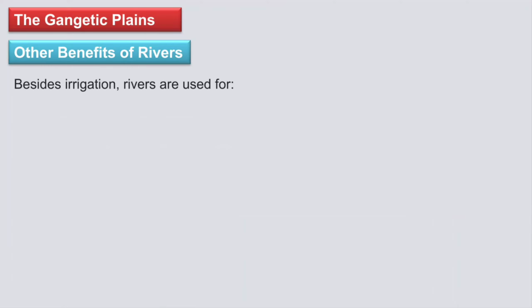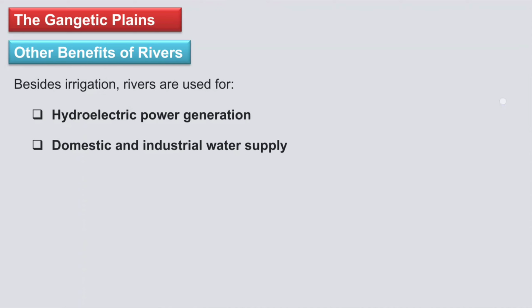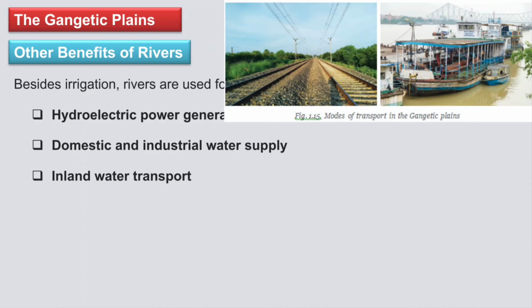Other benefits of rivers, besides irrigation: rivers are used for hydroelectric power generation. So remember hydroelectric power generation, where we can generate electricity from the force of the water. And for domestic and industrial water supply and inland water transport, like you use water transport such as ships. See here, you can see two modes of transport: one is railway and another is water transport, waterways. In this way, we can use inland water transport also.